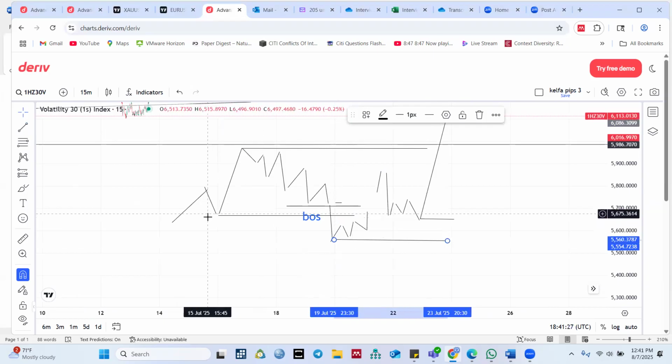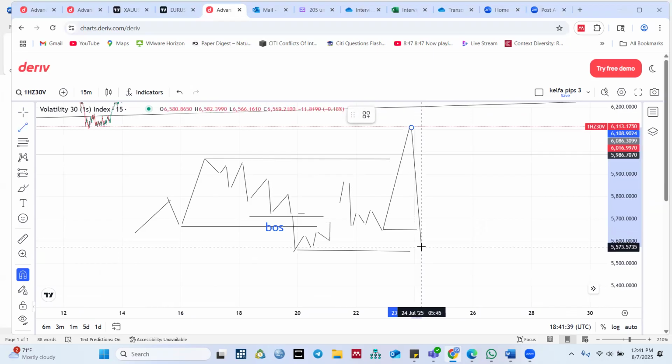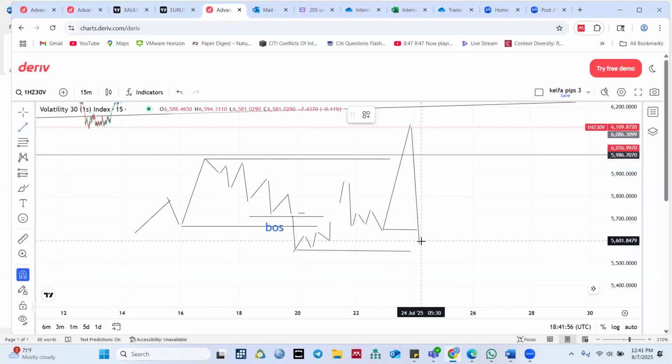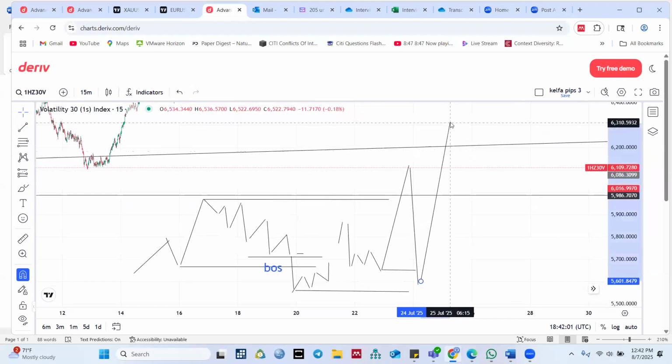Why? Because it already took liquidity here, and therefore we would expect the market to drop to take out this structure as structural liquidity. We don't expect this high to go. We expect the low that is very close to the all-time low here, the protection, to be taken out, and then we can see a bigger move to the upside.